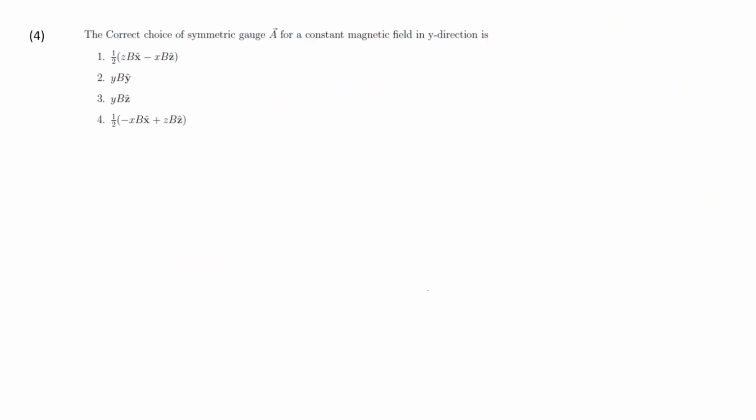Now it is asking what is the correct symmetric gauge A vector for a constant magnetic field in y direction. So a magnetic field is given by curl of A, okay? And what we want is this has to be equal to B.